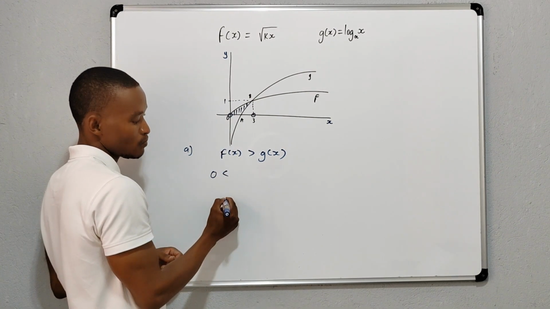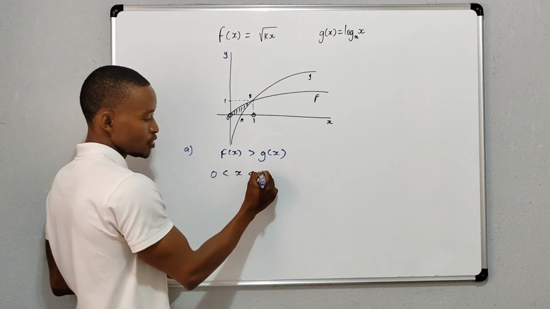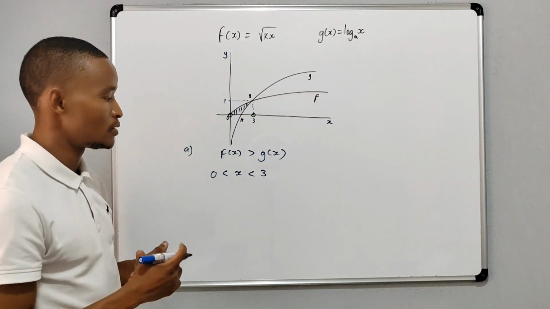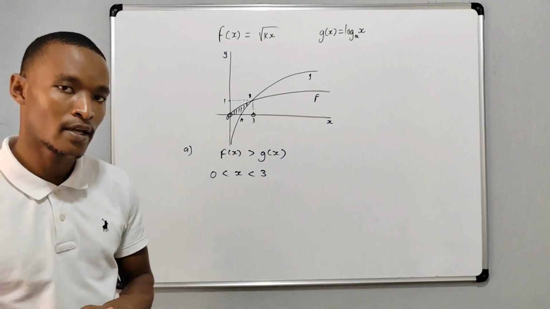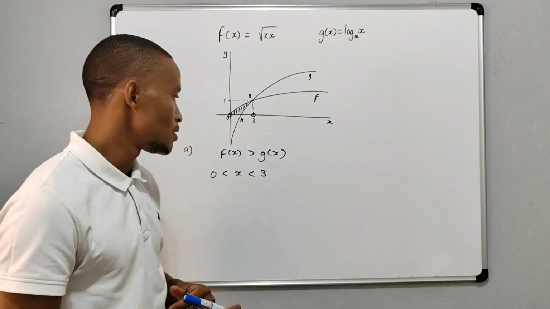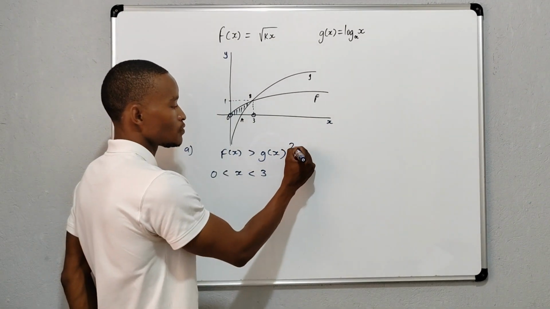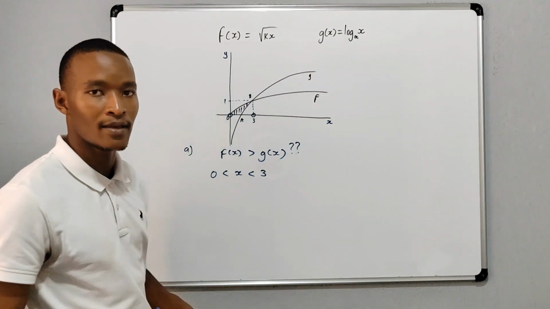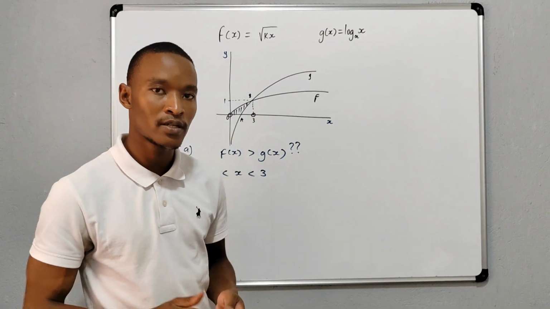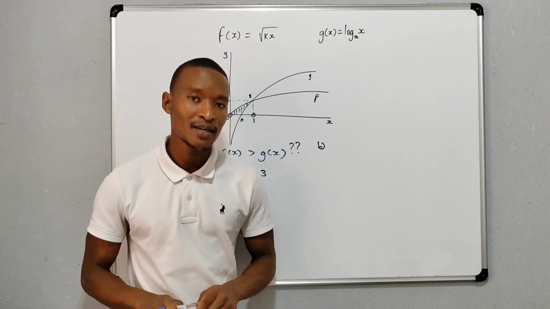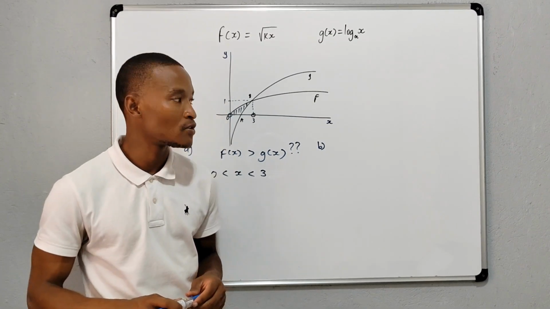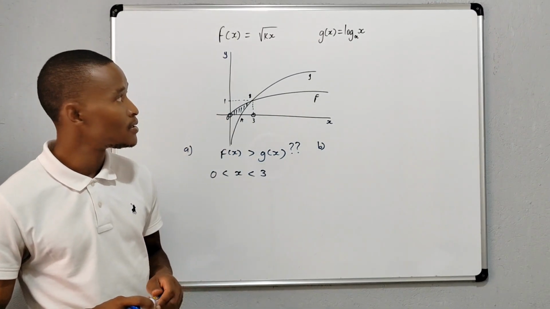So between 0 and 3, the x values that are there satisfy this inequality. Okay, so this takes care of question A. Let us take a look at question B. Good, so as we said, we will be asked to find the values of a and k.